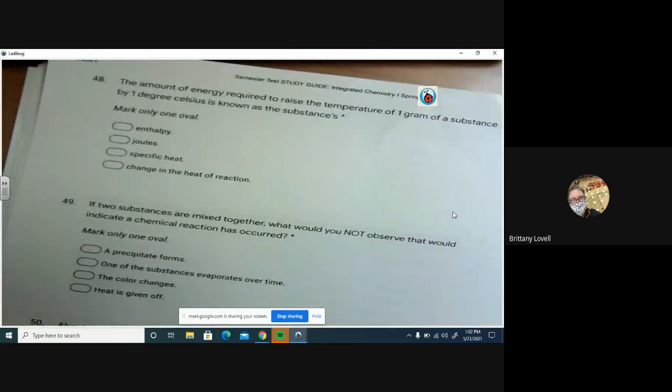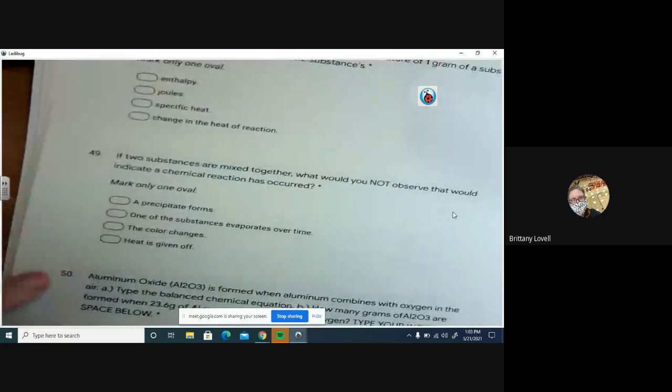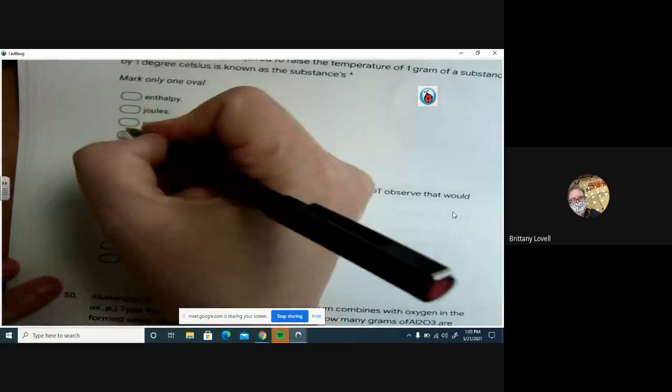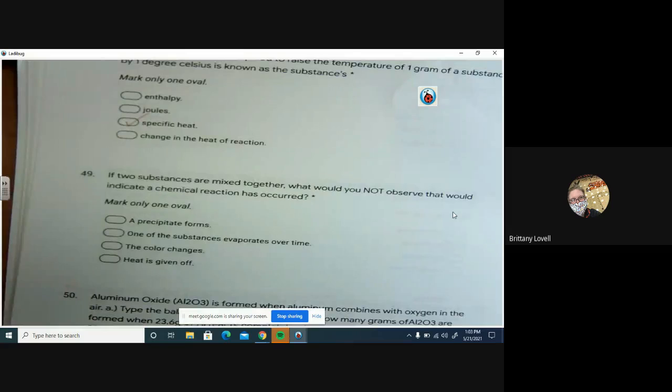Number 48, the amount of energy required to raise the temperature of 1 gram of a substance by 1 degree Celsius is known as what? We talked about this when we lit people on fire last week. It's known as specific heat. Okay. All right. So number 48 is specific heat, which is letter C, if you're keeping up with letters.